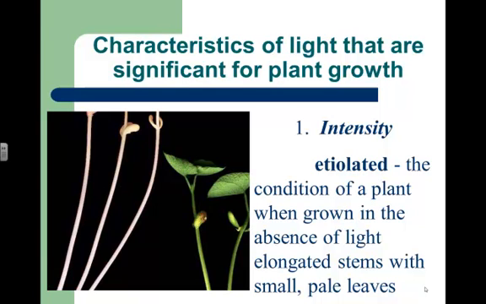And when there's no light, you're going to see real paleness. You're not going to see much green at all. Usually you only see yellow and white. And then you're going to see stems that are real long and spindly, small in diameter. And the leaves are going to be further apart, and they're going to be real pale. That's an etiolated plant, grown in the absence of light.